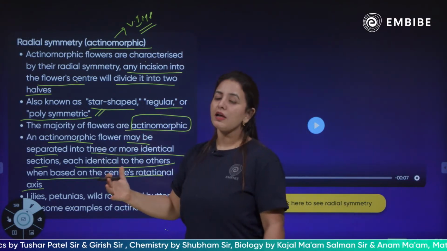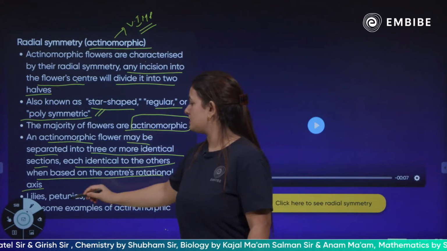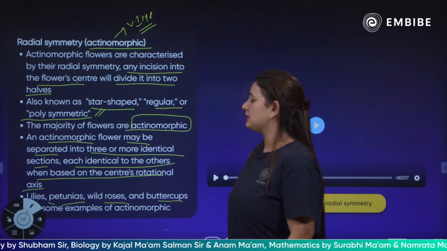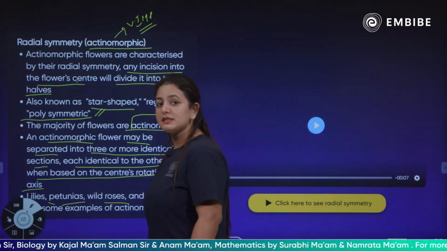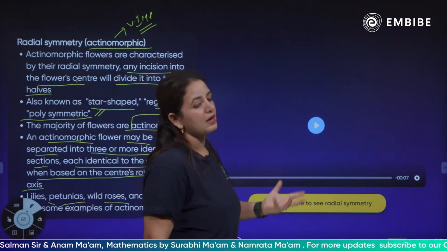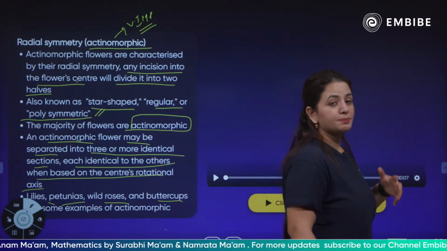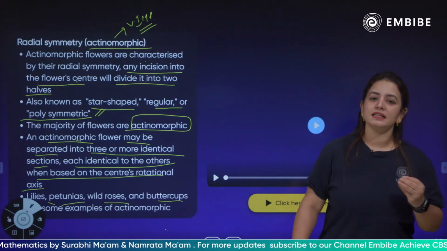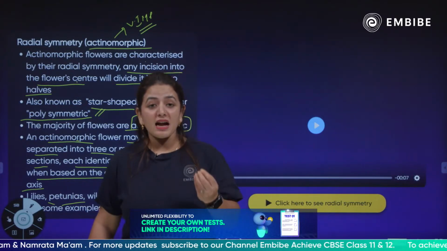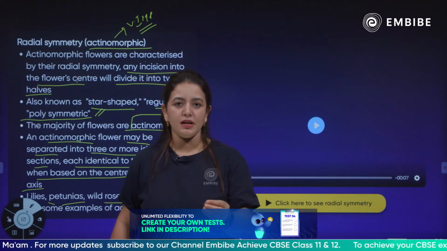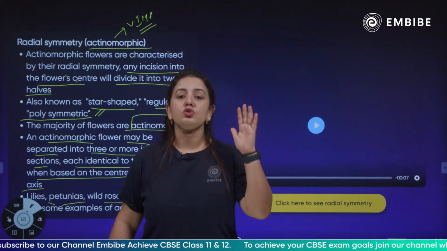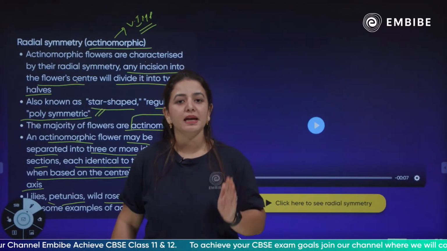as actinomorphic, some of the examples we have are lilies, petunias, wild roses, buttercups; just some of the examples of the actinomorphic plants. Okay. So, now I expect you understand that when I say actinomorphic plants, I mean plants or flowers which have radial symmetry and can be cut into two equal halves through any radial plane.